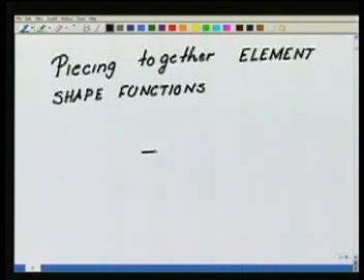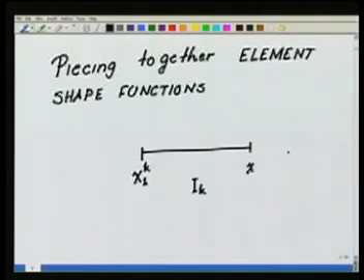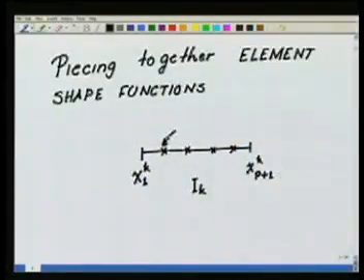How had we defined these element shape functions? If this is the generic element k, I will have this as the first point, the first node, or the left end vertex of the element, as the node x1k. The right hand vertex is node xp+1 k of the element, and in between we have uniformly spaced p minus 1 points. So this will be point x2k and this will be point xpk.